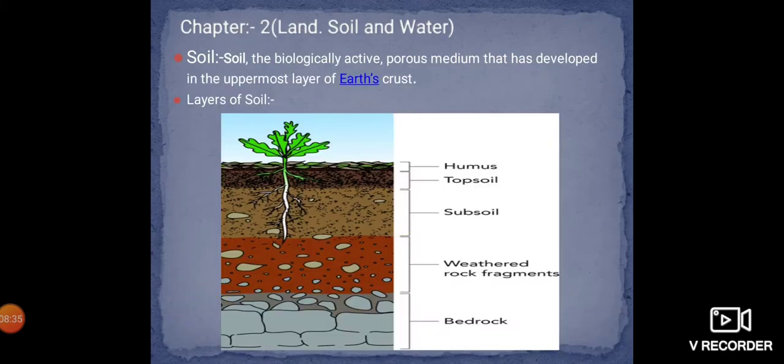Our next foremost topic is soil. What do you mean by soil? Soil is a mixture of organic matter, minerals, gases, liquids and organisms that together support life. Earth's body of soil is called the pedosphere, which has developed in the uppermost layer of the Earth's crust.